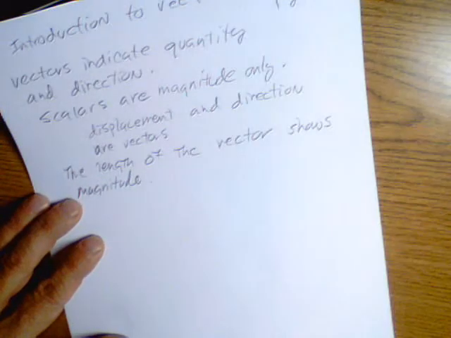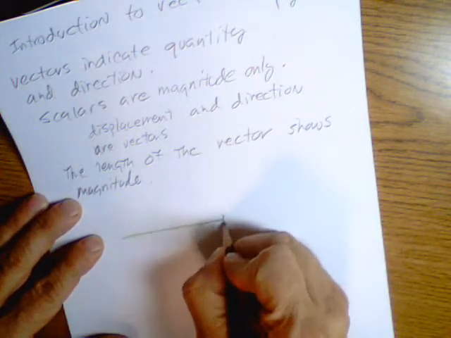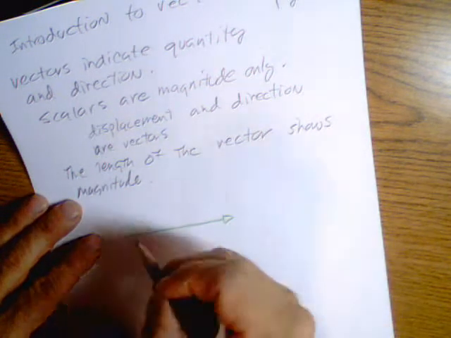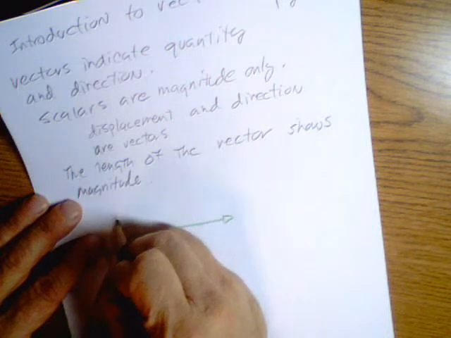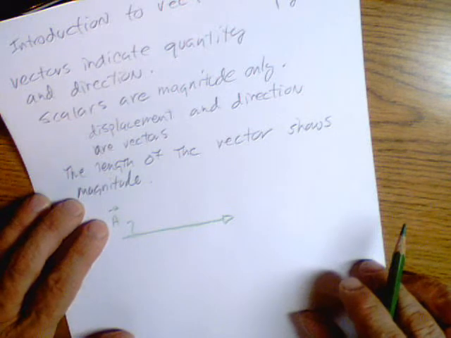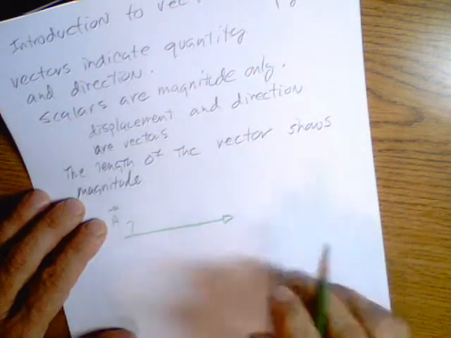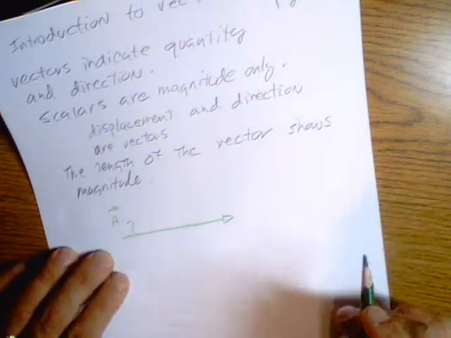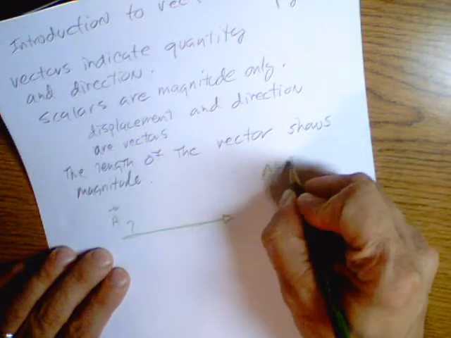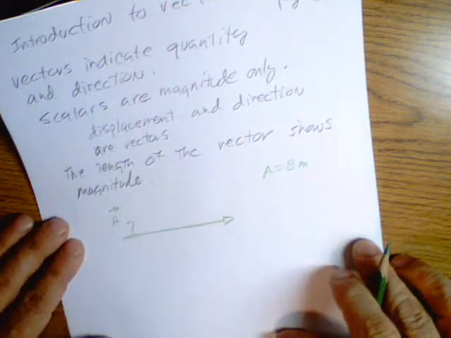So here's an example of a vector that we could call A. Your book will have these in boldface. However, just a line over it with an arrow is another indication that it is a vector. So let's say that A equals 8 meters.